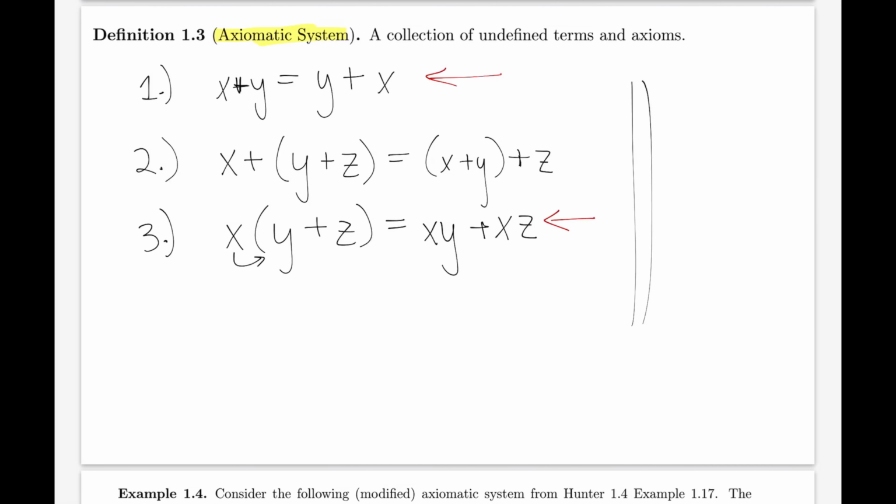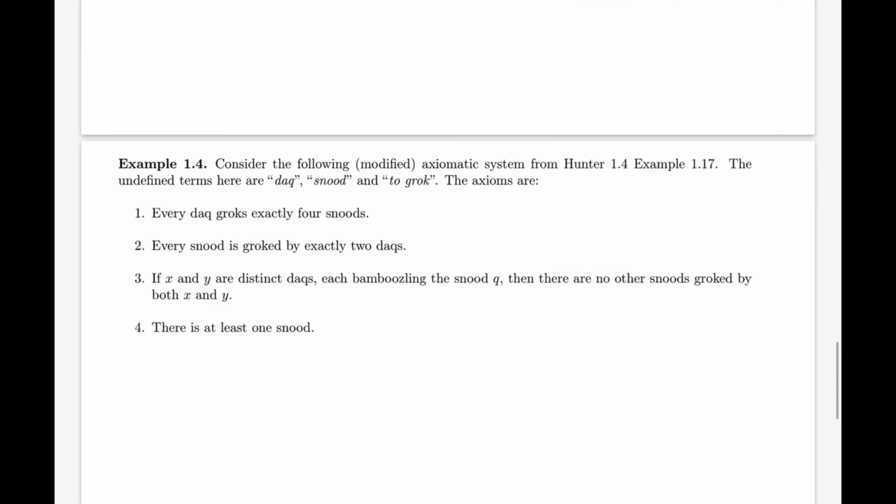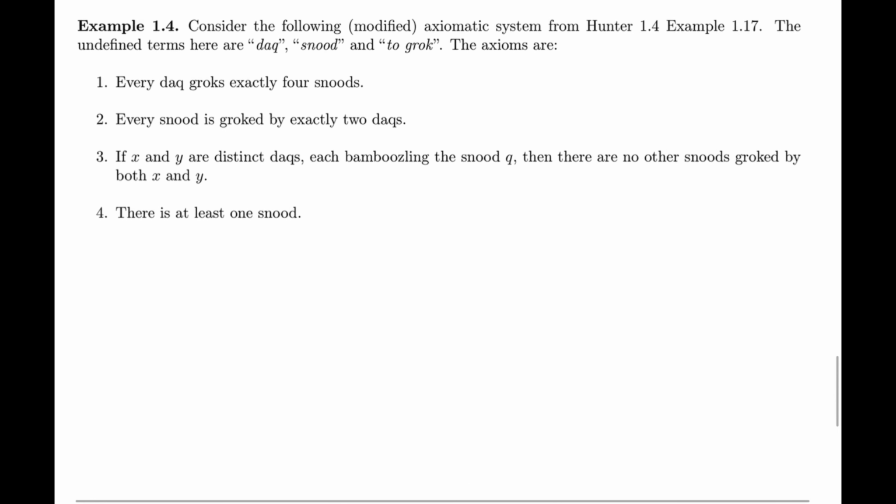But once you've got an axiomatic system, if you're following that system, you've got to be careful to follow those rules. So here we're going to look at an example that I've modified from the textbook that I'm pulling some examples from. Here's an axiomatic system where I've got a few undefined terms. So I'm going to try and color code them. One of these is a verb, that's to grok, and the other two are nouns. So we've got dak, snood, and to grok.